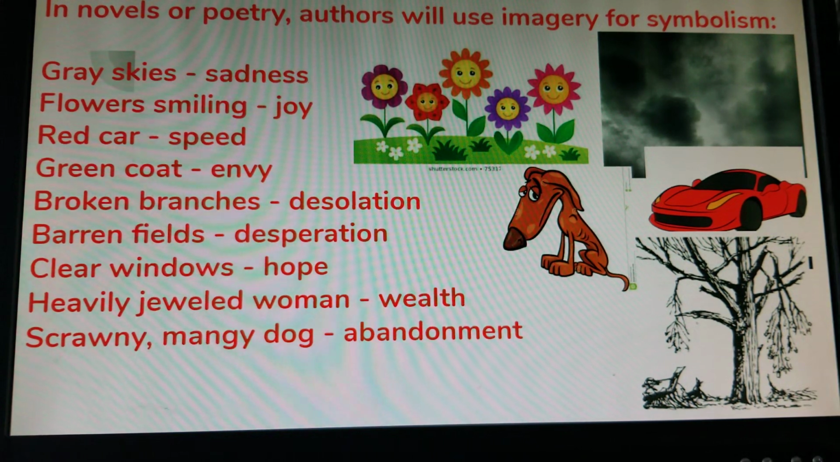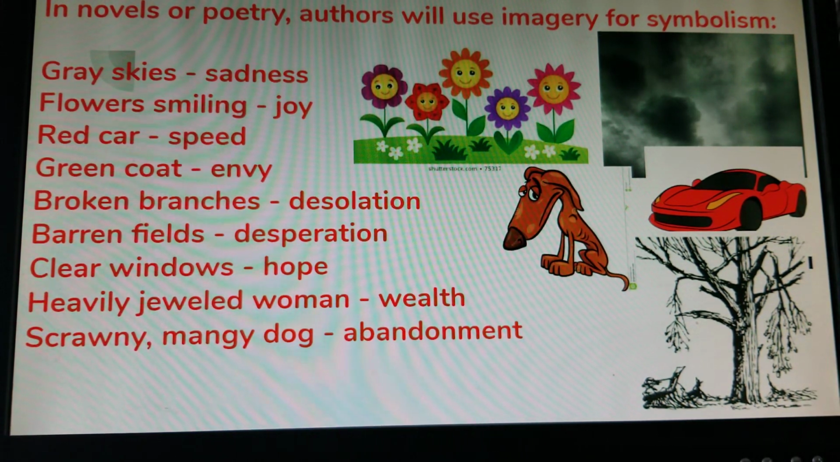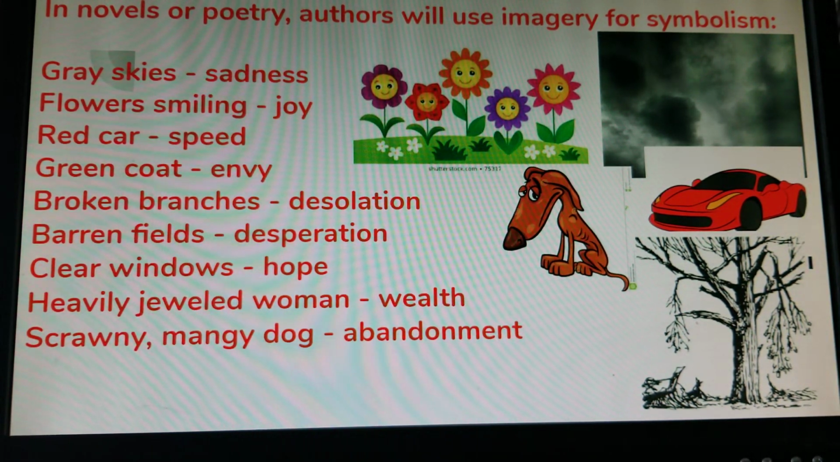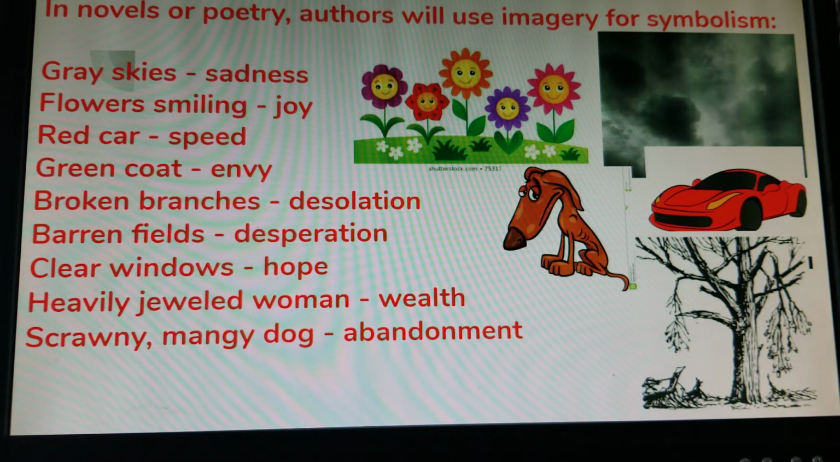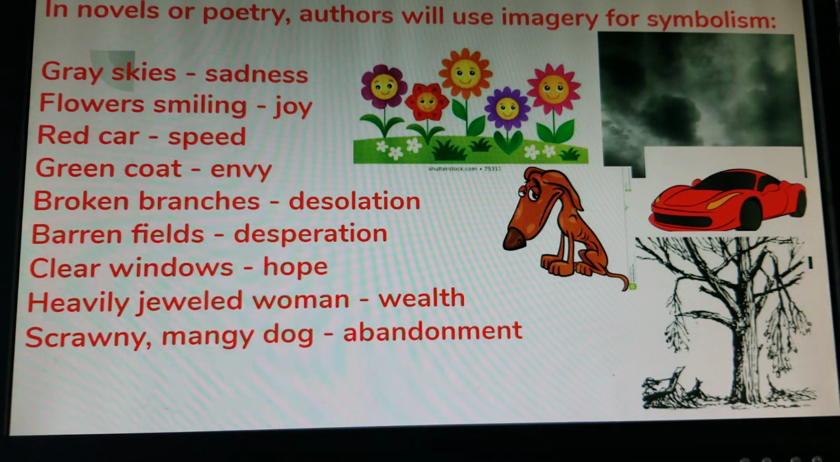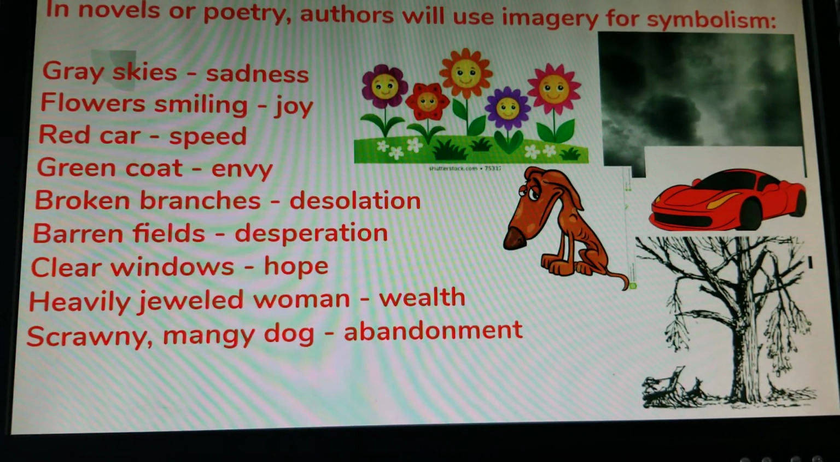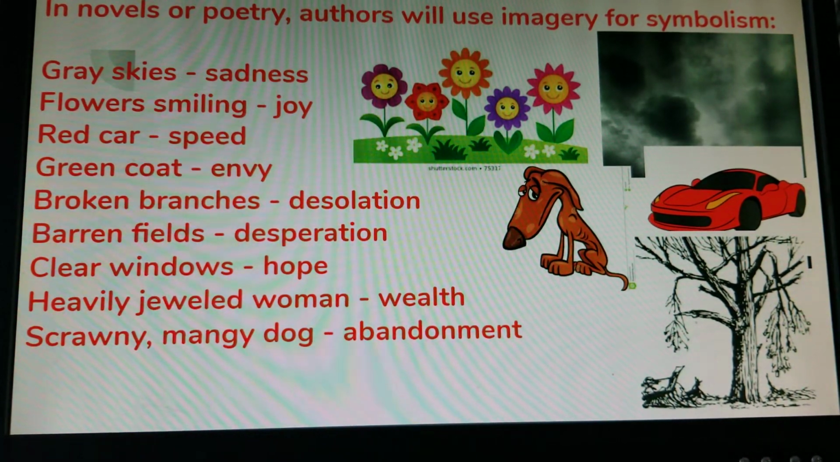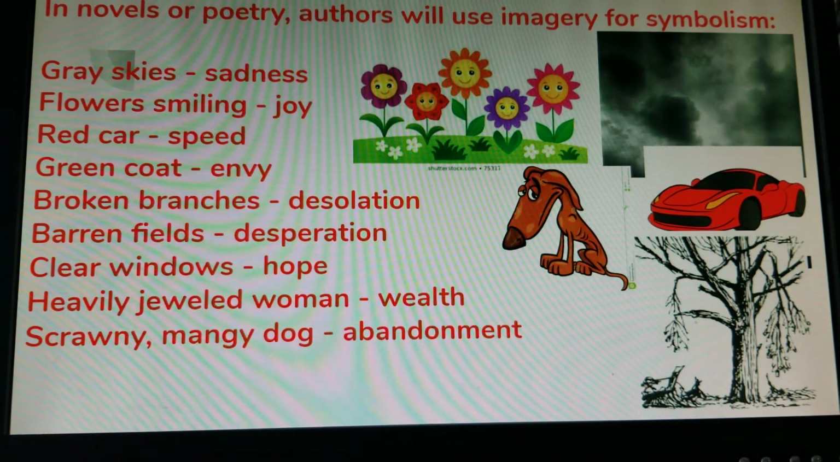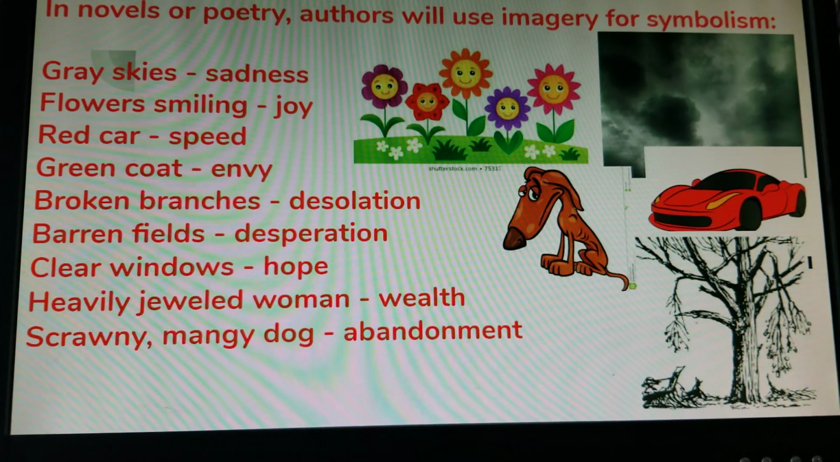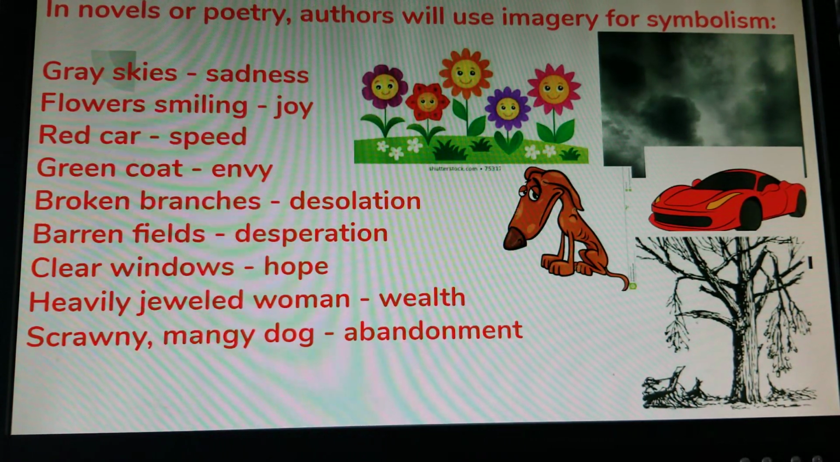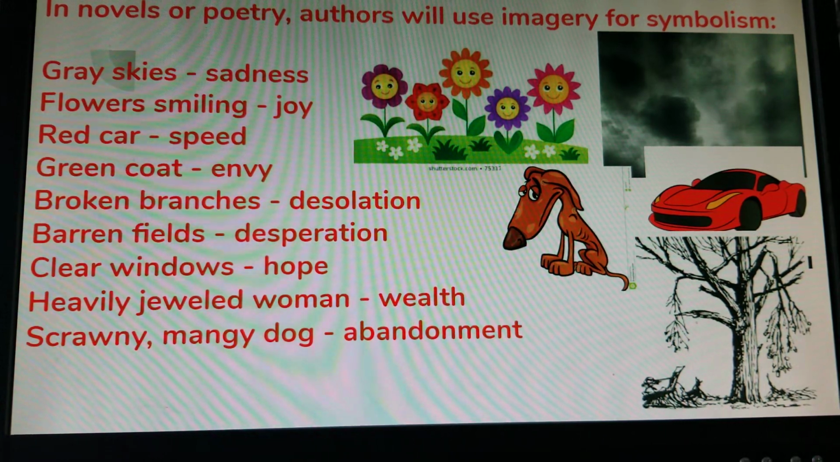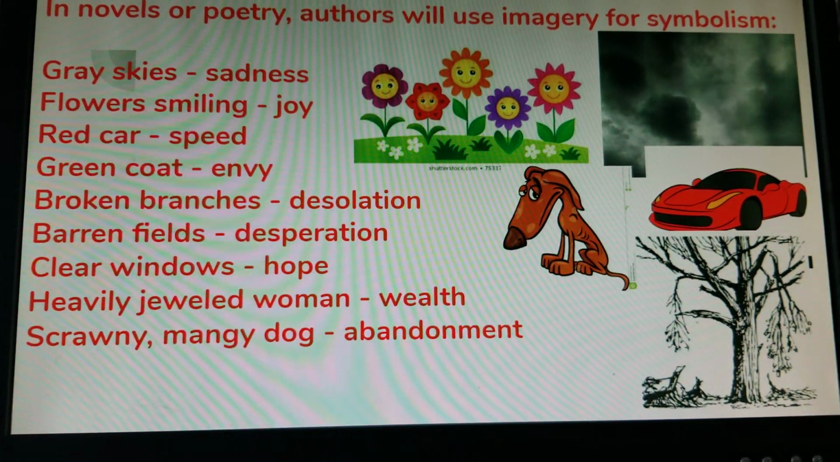And I want to take a look really quickly at novels and poetry. Authors will use imagery for symbolism in their writing, and they'll weave it in. It's not going to say the gray skies represented sadness. The author will paint a picture and include the gray skies. He'll include broken branches or barren fields, because he's trying, or she's trying, to create a symbolic image for you. So, let's go look at the list.